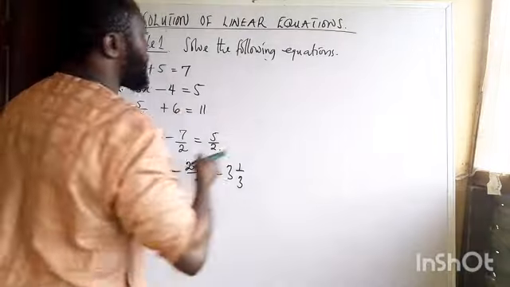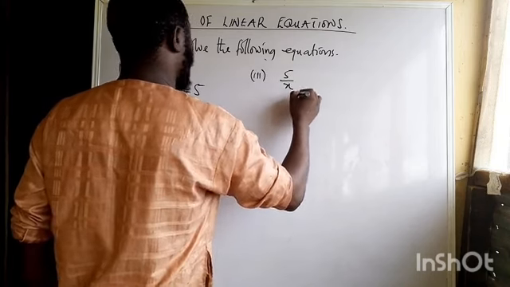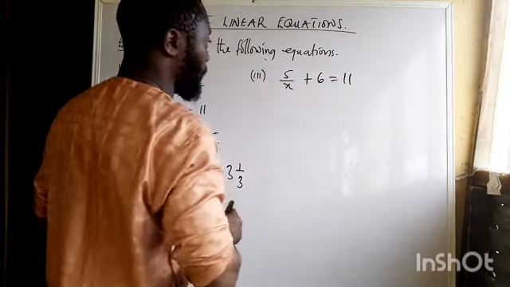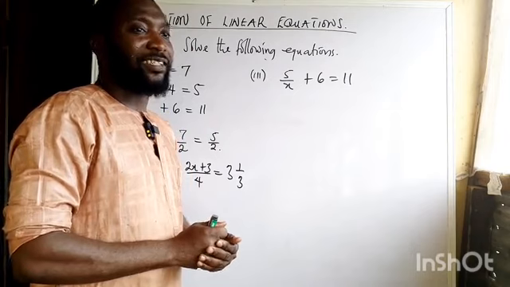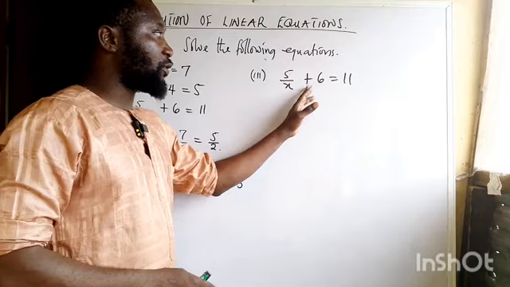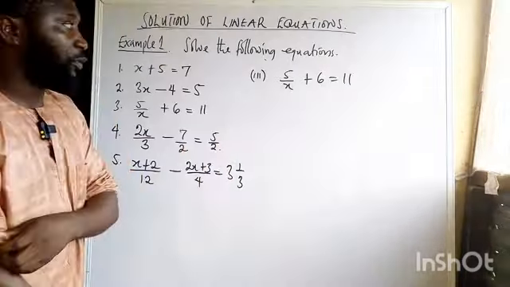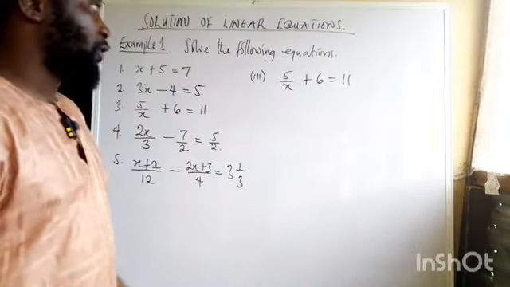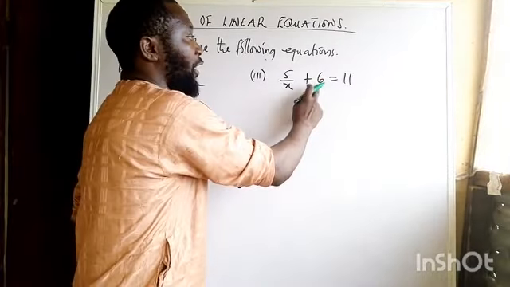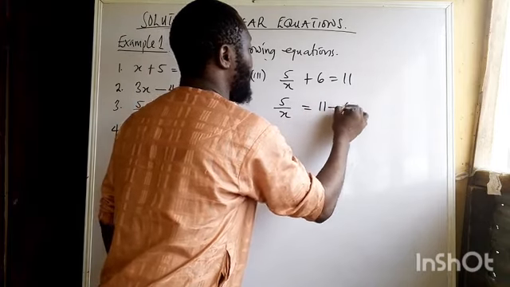So now here we have question number 3: 5 over x plus 6 equals 11. In mathematics, when you see a question, there are so many ways you can answer it. You can still take this to the other side, as we did in the previous examples, before you take the LCM. Or you can take the LCM even before moving the value to the other side. Just to follow the same step as the previous examples, subtract 6 from both sides. So you have 5 over x equals 11 minus 6.